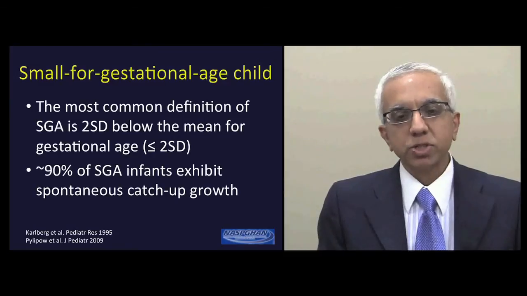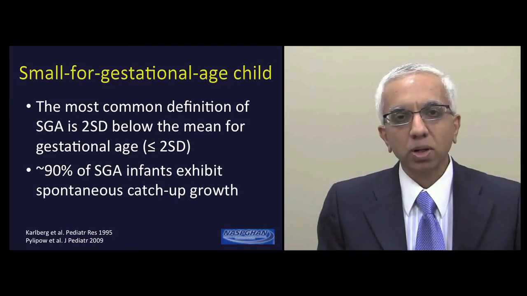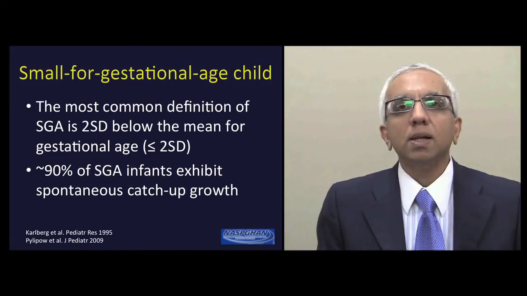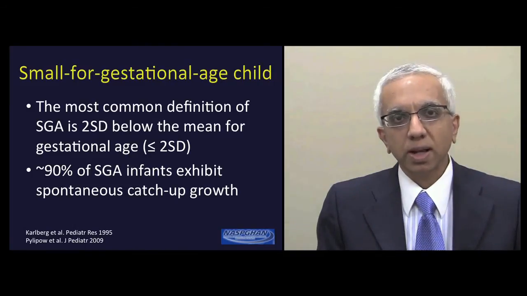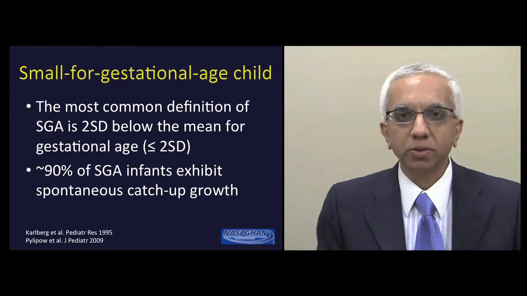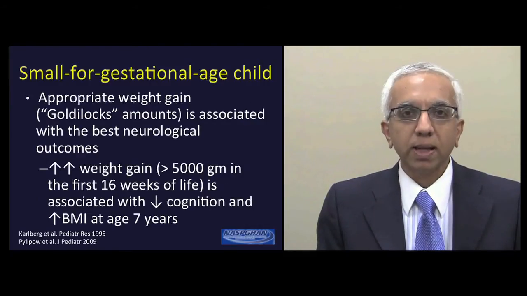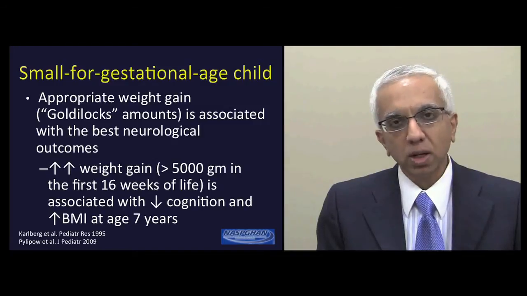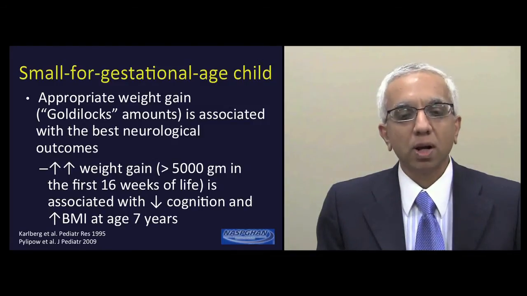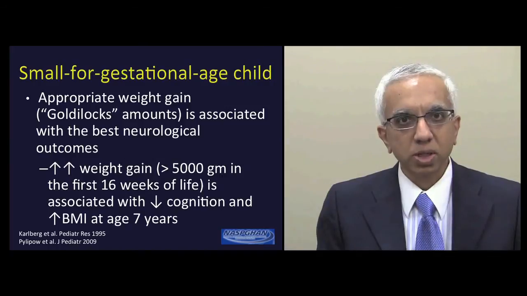The reason small for gestational age is so important is outlined in this slide. The most common definition of small for gestational age is 2 standard deviations below the mean. 90% of small for gestational age children will actually exhibit catch-up growth, and the other 10% will be diagnosed with failure to thrive. It is important to note that appropriate weight gain, which is not too much or not too little, is the best for the best neurological outcomes.